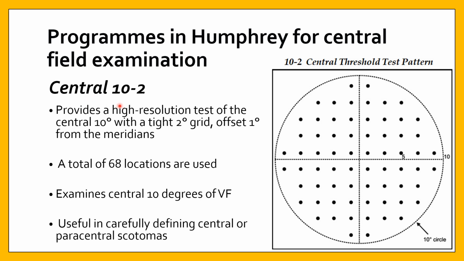And the Central 10-2 program provides a high resolution test of the central 10 degrees with a tight 2-degree grid and a 1-degree grid from the meridian, having a total of 68 locations, and examines the central 10 degrees of visual field. It is useful in carefully determining central or paracentral scotomas.